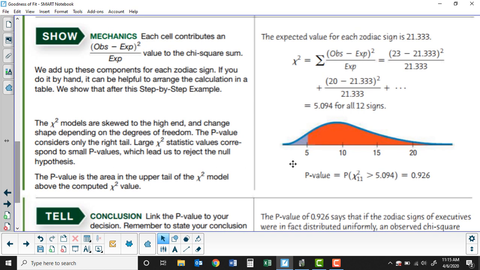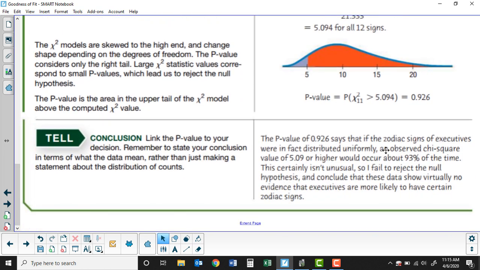So the p-value that we get is 0.926. That p-value is actually pretty large. All right, so it says the p-value of 0.926 says that if the zodiac signs of executives were in fact distributed uniformly, an observed chi-square value of 5.09 or higher would occur about 93% of the time. All right, move this decimal 2 places. So this is absolutely not unusual. So we fail to reject the null hypothesis, and we conclude that these data show virtually no evidence that executives are more likely to have certain zodiac signs.